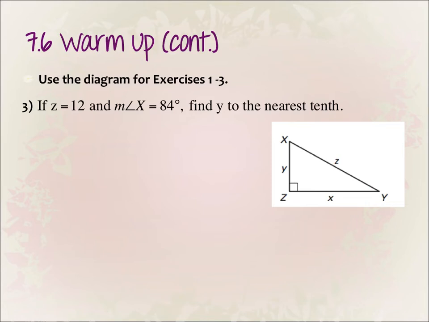Number 3 says if z is 12 and the measure of angle X is 84, find Y to the nearest tenth. So in respect to 84, I've got the hypotenuse and I've got the adjacent side. Again, SOHCAHTOA. Adjacent and hypotenuse is cosine.